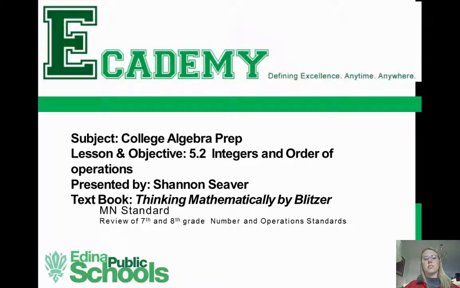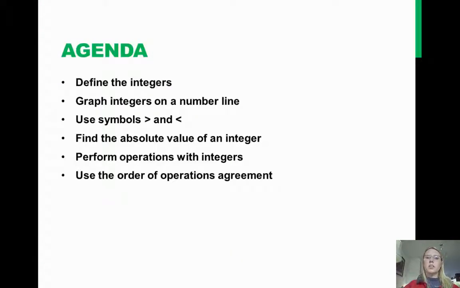Today we're looking at section 5.2, integers and order of operations. On our agenda for today is to define integers, graph integers on a number line, use the symbols greater than and less than, find the absolute value of an integer, perform operations with integers, and also use the order of operations agreement.